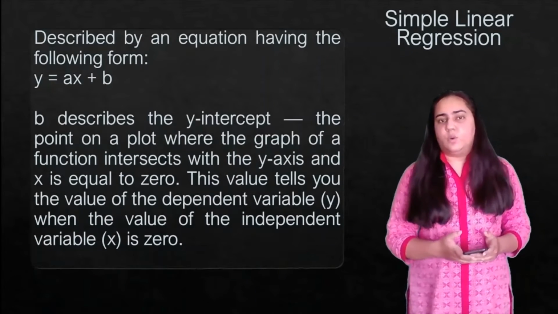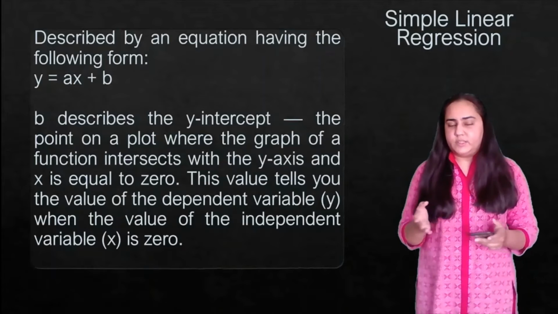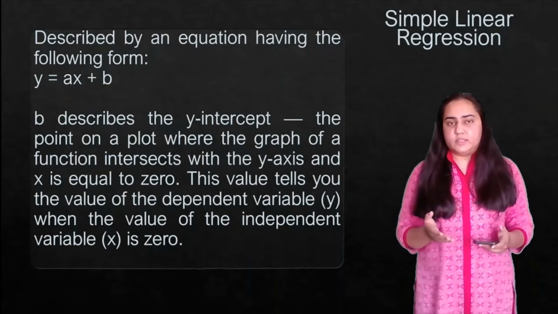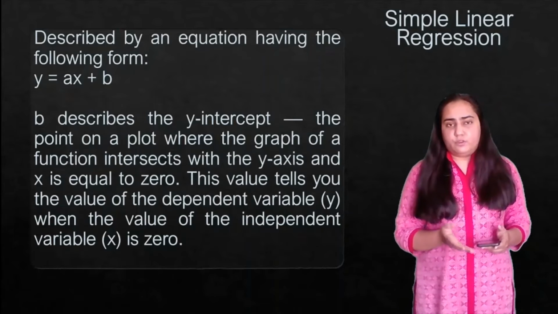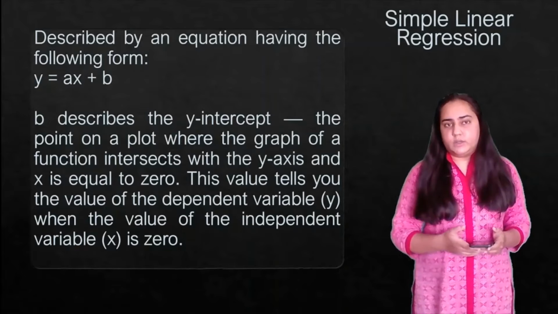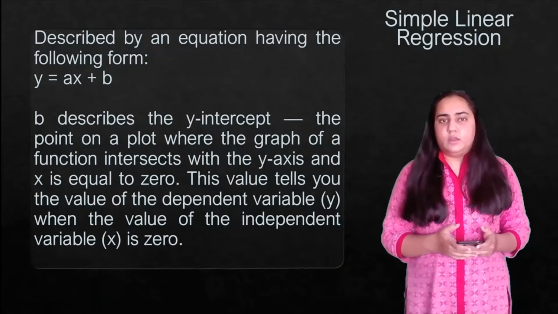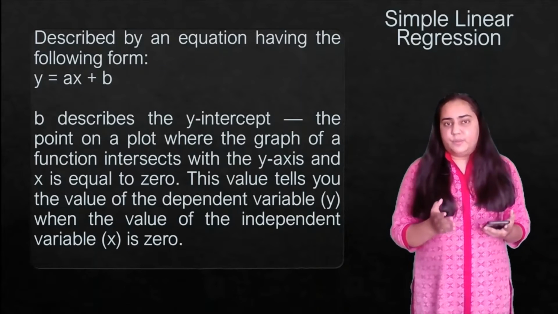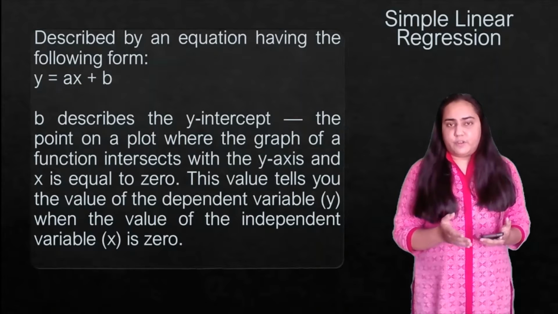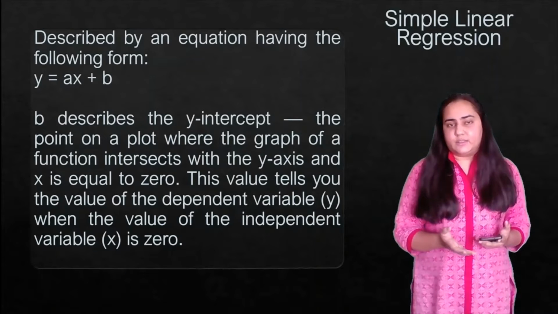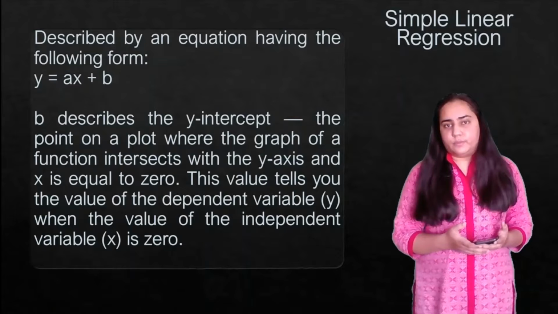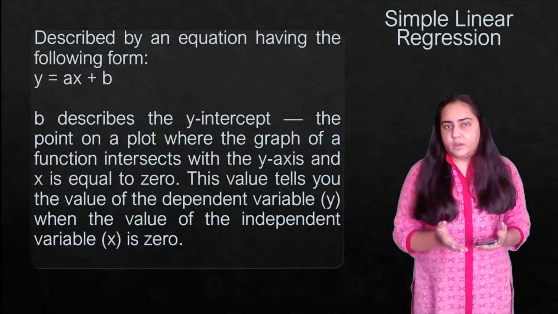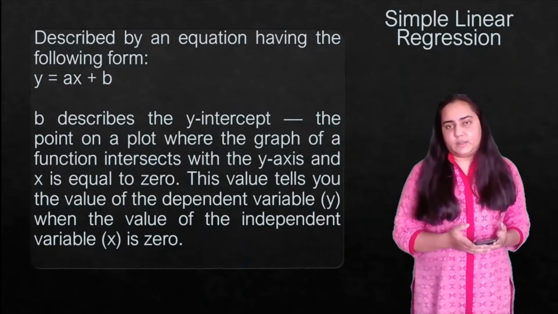And b is the y-intercept. So y = ax + b. y is the dependent variable, x is the independent variable. a represents the slope of the linear regression line, and b describes the y-intercept. Now, what is the y-intercept? It is the point on a plot where the graph of a function intersects with the y-axis and x is equal to 0. This value tells you the value of the dependent variable y when the value of the independent variable x is 0.